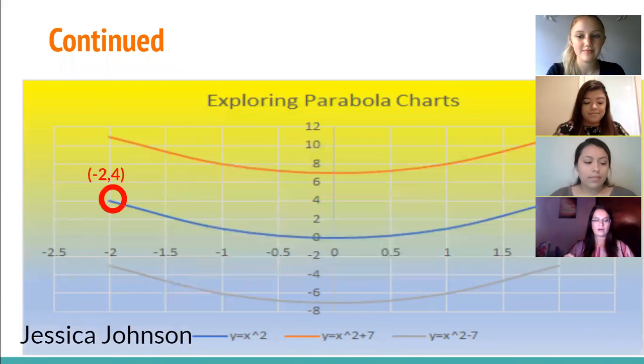Going back to our chart, this is where the coordinate -2, 4 is located. And as you can see, a parabola was formed. A parabola is a curved line that has equal distance from fixed points.